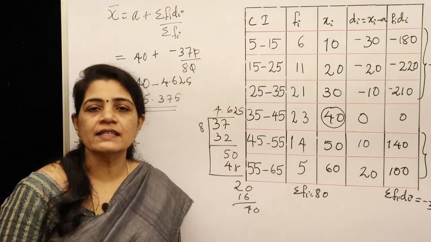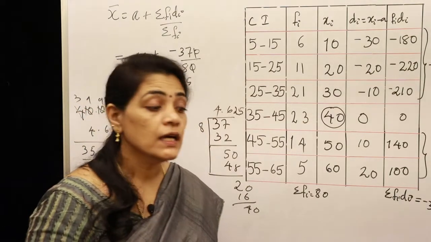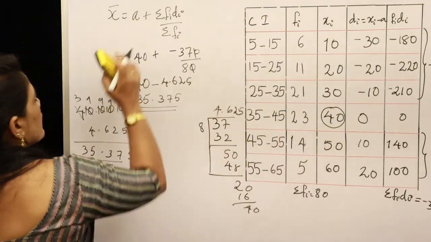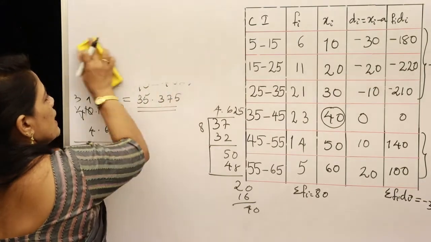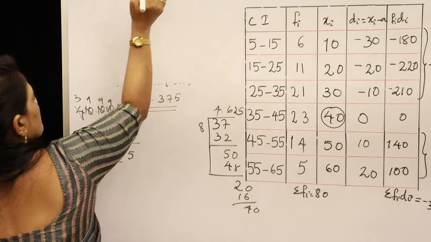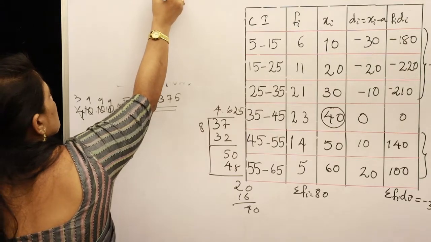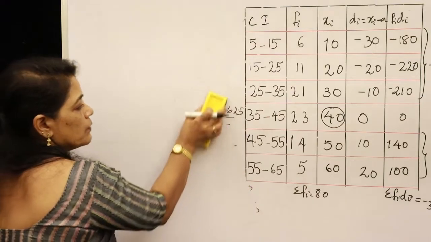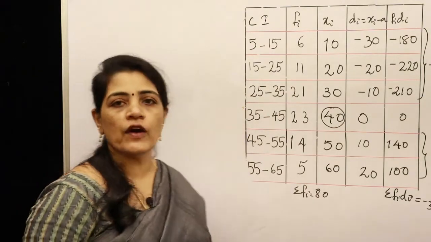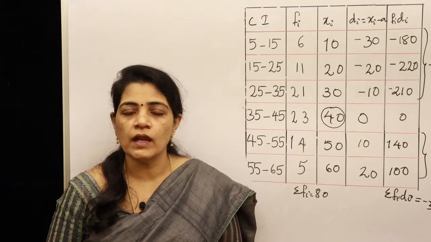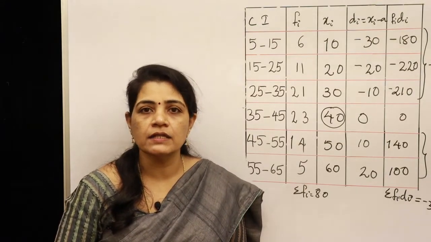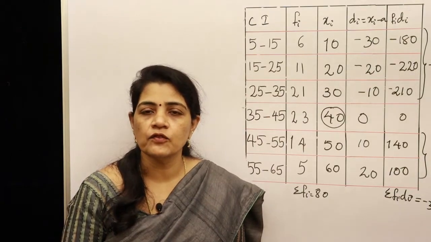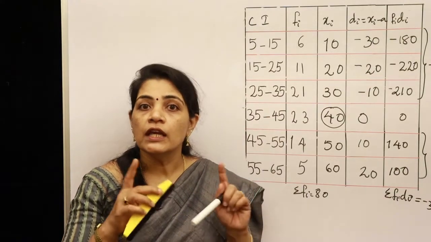Okay. So, in the second measure of central tendency, we have to find out the mode, then only we can compare. Okay, so we can write this x bar, we can keep it here, 35.375, because we have to compare after finding the mode. Okay, so children, how to find out mode? Mode, what is the formula? Mode is equal to L plus (F1 minus F0) divided by (2F1 minus F0 minus F2) into H.